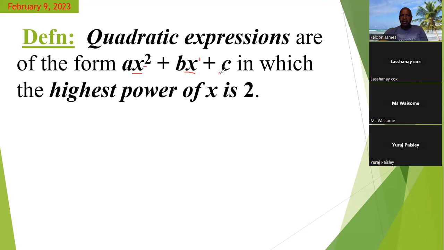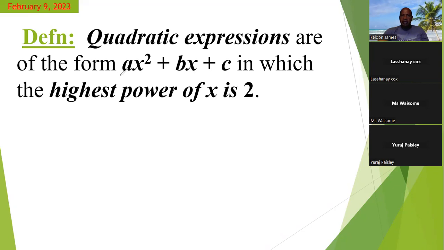Now, the last term is actually a constant. When we refer to a constant in mathematics, we're talking about a number that remains constant throughout the entire expression. So whenever you rewrite the expression, that number will always be the same. Now, this is a general form of what a quadratic looks like.